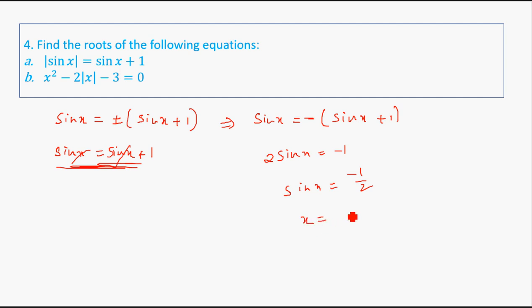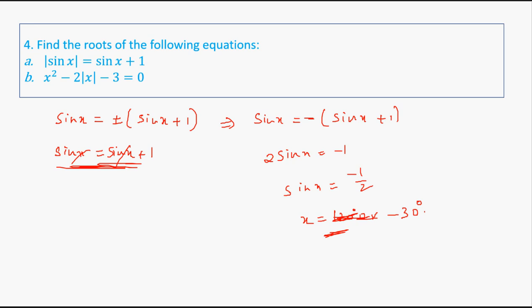So x will be 120 degrees, or based on the option you can write. Okay, sorry, it's not 120 degrees, it's minus 30 degrees. Sine of 120 is root 3 by 2, sorry.